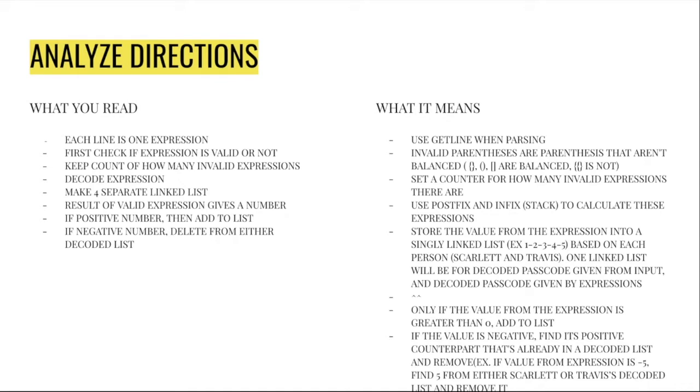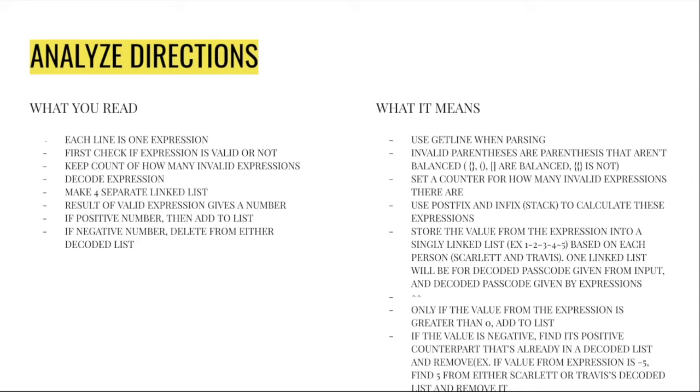It also says first check if the expression is valid or not. So this means we need to check if there is a closed bracket and parenthesis for every open bracket and parenthesis. We're going to keep count of how many invalid expressions there are, and by doing that we're just going to have a counter, which is very self-explanatory. We're going to decode the expression by evaluating the expressions given to us and using that value and putting it into a list.